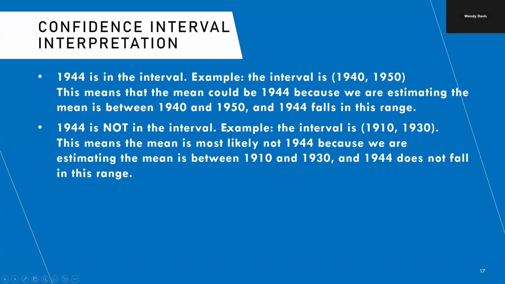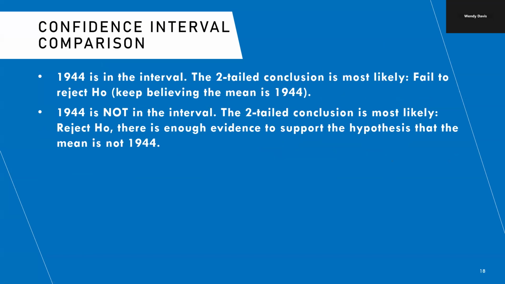If 1944 is not in that interval, say for example 1910, 1930, this means the mean is most likely not 1944, because we're estimating the mean is between these two numbers, and 1944 doesn't fall in this range. Okay, so what does that mean? If 1944 is in the interval, your two-tailed test conclusion is most likely fail to reject, because that means we keep believing H0, the mean is 1944.